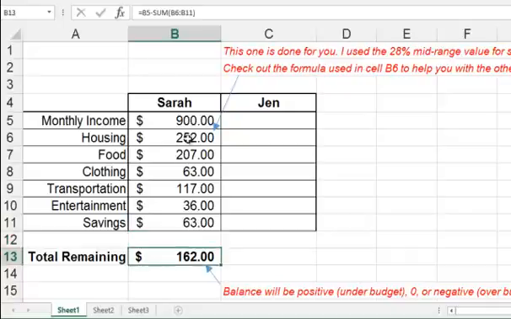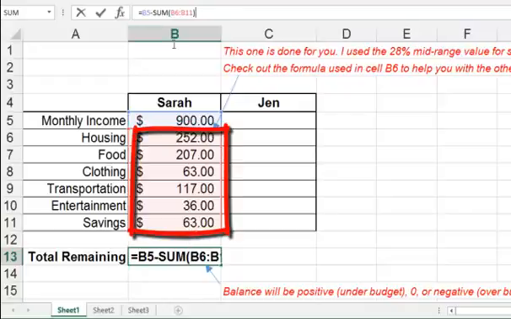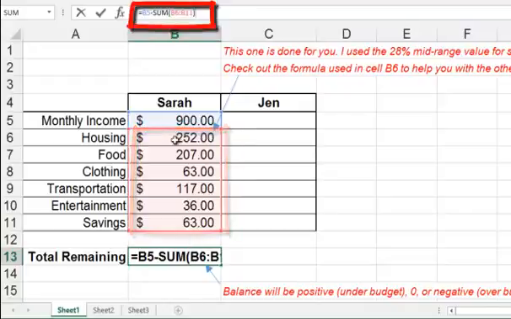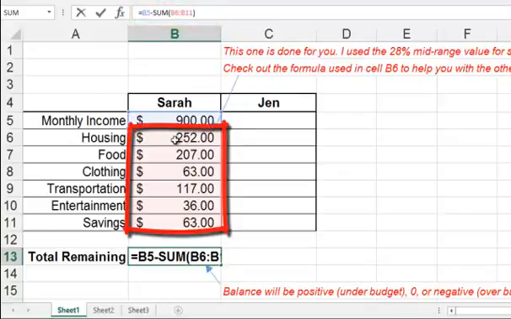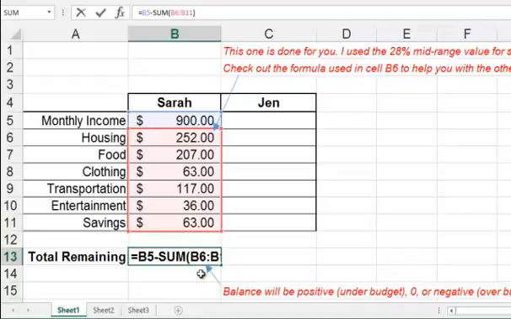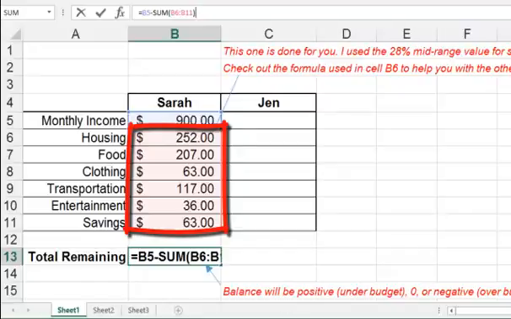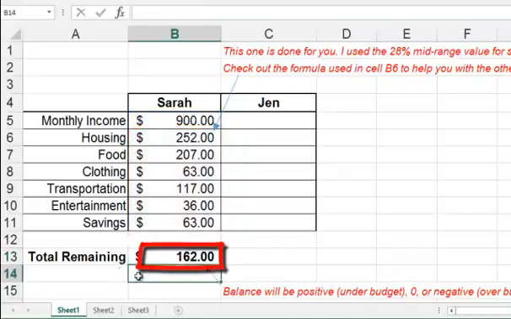Okay, look at the top right here. It says B5. Okay, so I'm going to click right here. B5 is right up here, and then minus the sum from B6 to B11. Okay, so if you put it in brackets like that with the word sum, it means it's going to add up everything in this red area right here. It adds it all up. So you take the $900 minus the total of all of this, and it gives you $162.